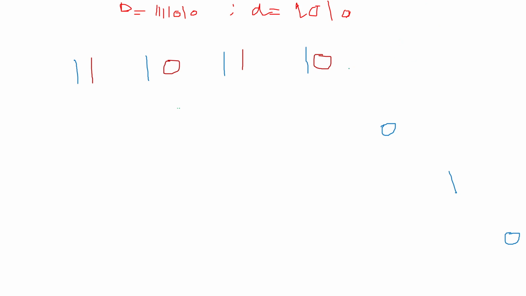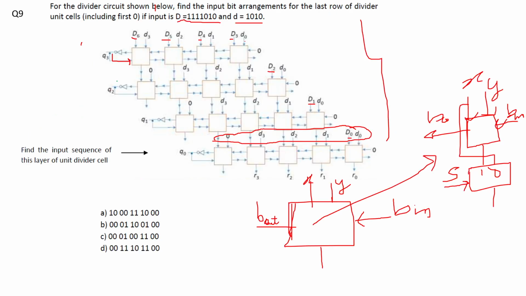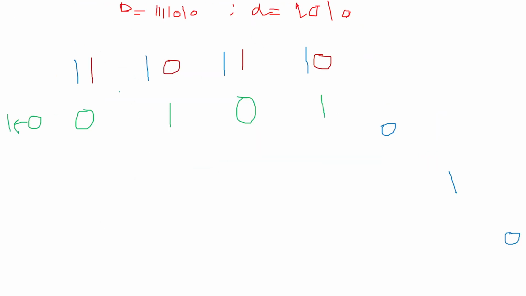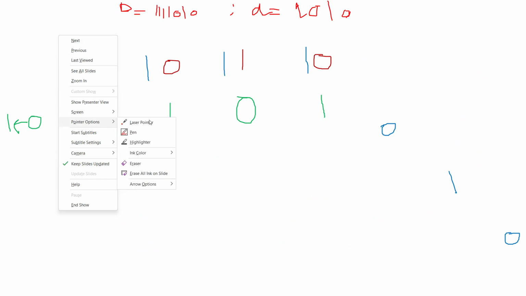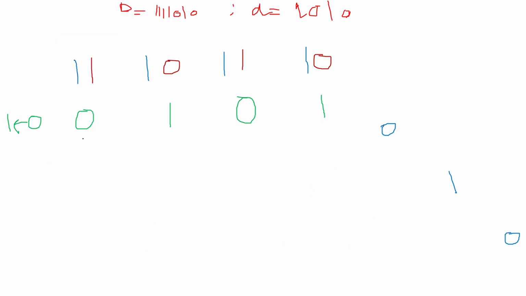Here the input B in is 0, so 1 minus 0 is 1, 1 minus 1 is 0, 1 minus 0 is 1, and 1 minus 1 is 0. So my B out will be 0, its complement will be 1. When the complement is 1, the subtraction result is selected. So my row below, which I will write in black, will take these subtraction results: 0, 1, 0, and 1.